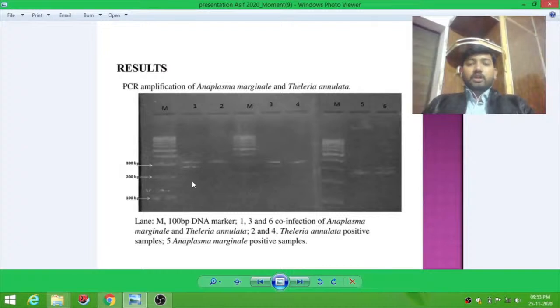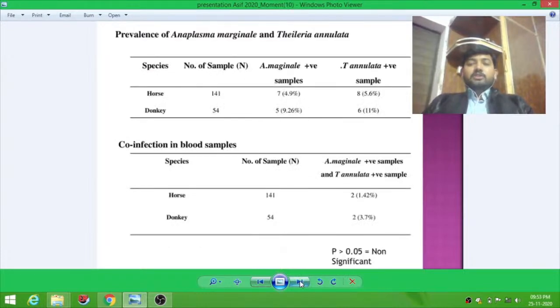This shows the gel picture. Some of the samples were co-infections, like this sample and this sample. This animal was co-infected by Anaplasma marginale and Theileria annulata. These tables show the prevalence of parasites in horses and donkeys.